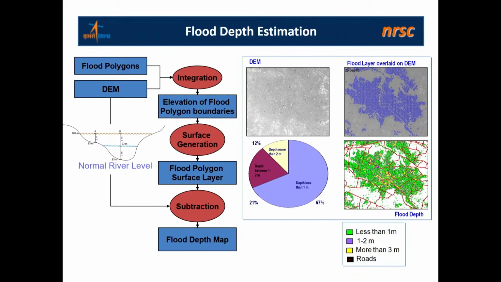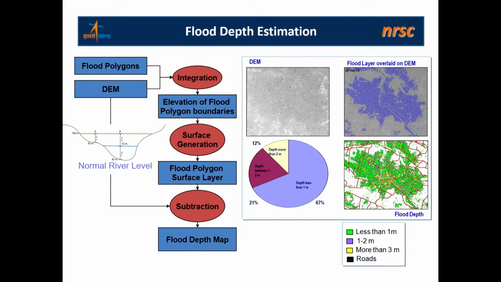And on the right side you can see why the depth is important. If the satellite can only tell us the extent of flooding, it will say everything is flooded. But among that flood, which are the areas which have a higher level of depth and require more attention? Like in this picture you can see there is 70% of area which is less than 1 meter, but only 12% of area which has more than 2 meter, or 1 to 2 meter.